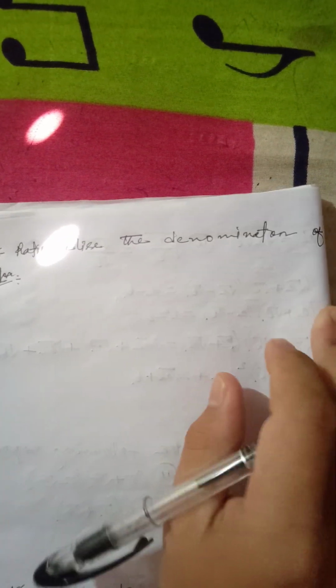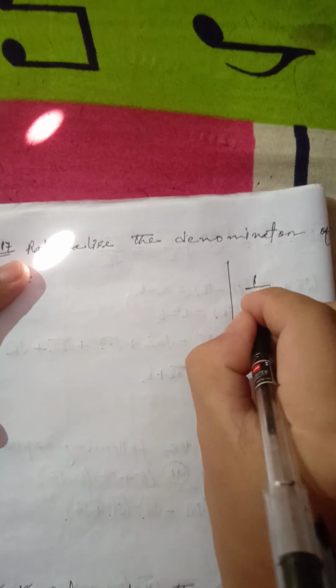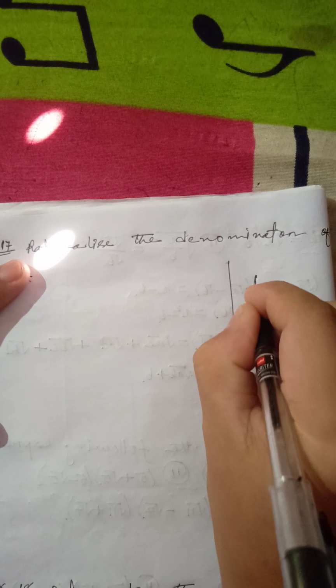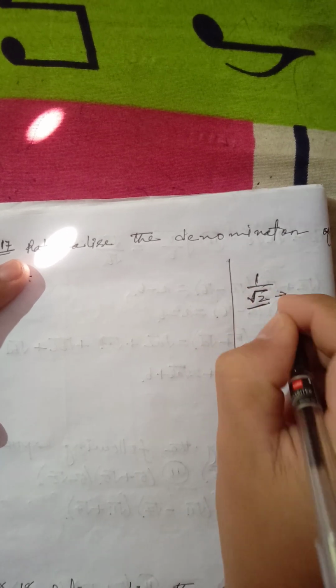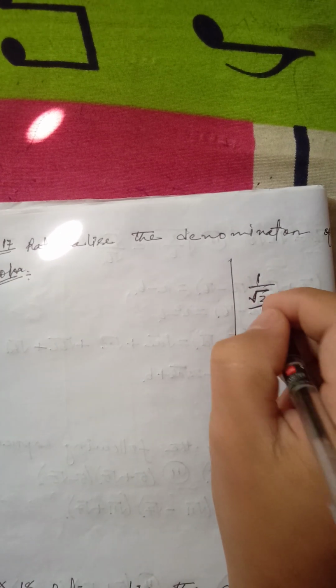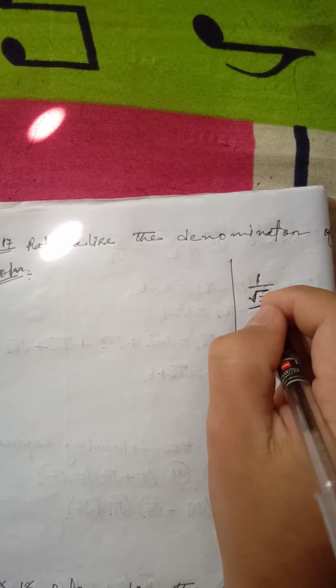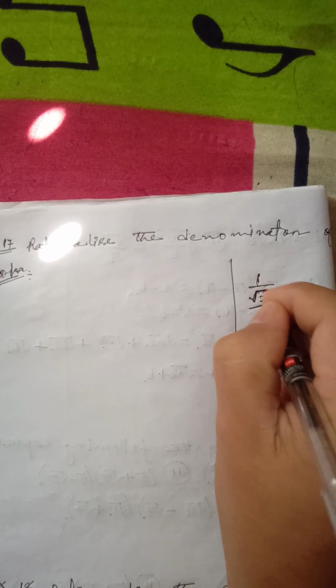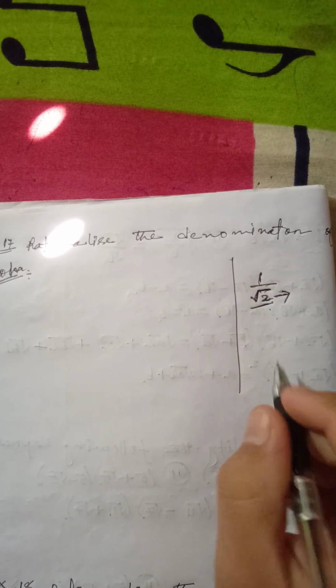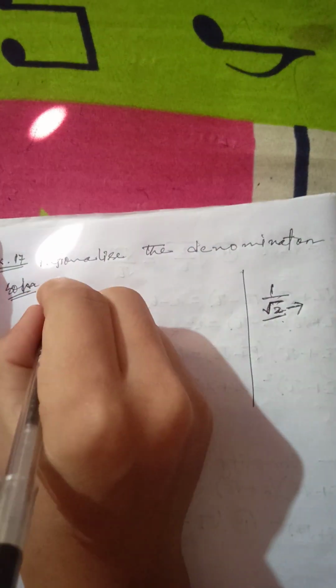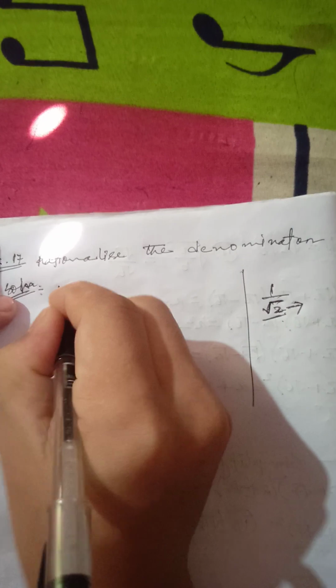Then let us proceed to this problem: rationalize the denominator of 1 by root 2. If it talks about rationalizing the denominator, that means whatever is in the denominator, you have to express this denominator in the form of a rational number. The process of converting this denominator into a rational number, we call rationalizing the denominator. Now what do we have? That is 1 by root 2.